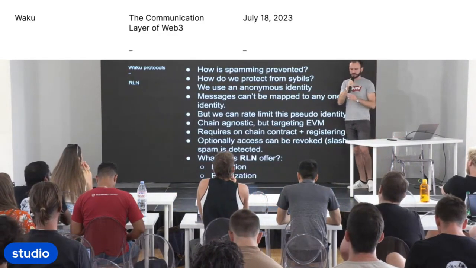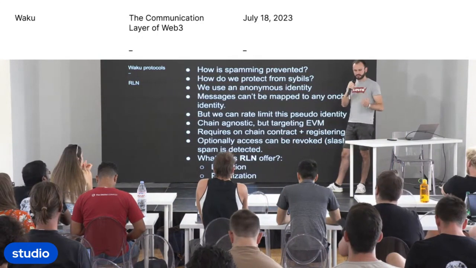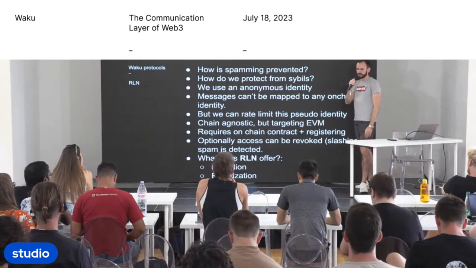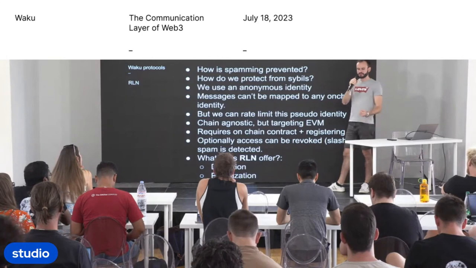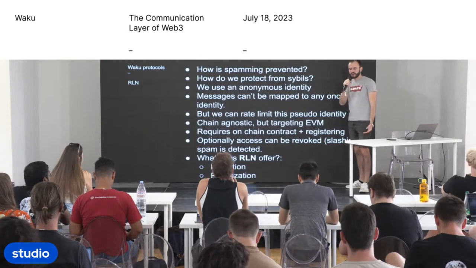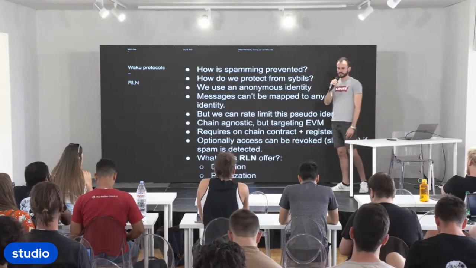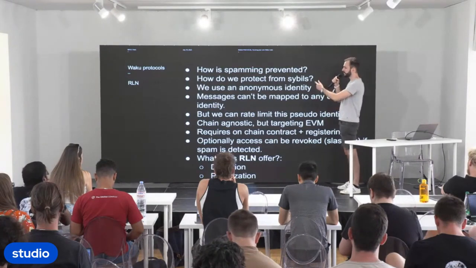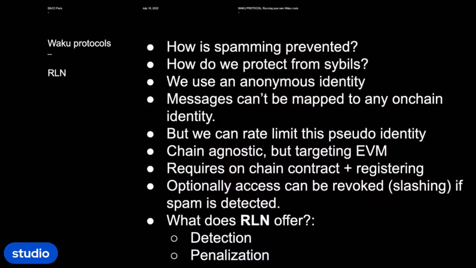RLN. Okay, so far we have explained Waku, and everything is great, right? But who is stopping you from publishing many messages in the network? There is no identity in the messages that you send, right? So we need a way to prevent spam and also protect from Sybils. Because of how GossipSub works, it's quite tricky to detect spam, because the messages don't have a sender. They are published into a topic, but you don't know who is sending the message.